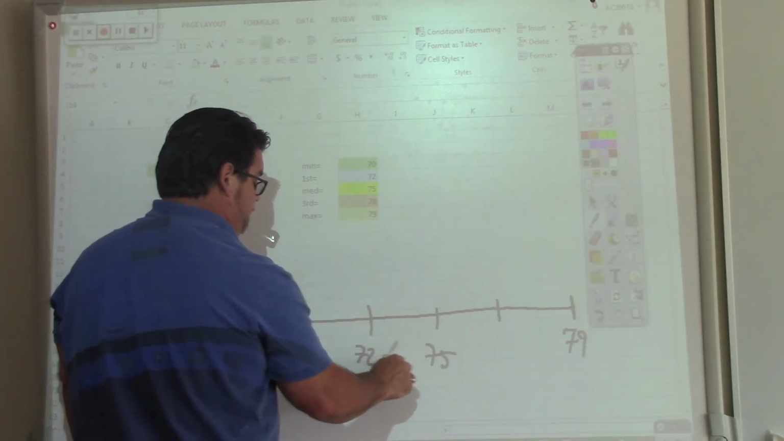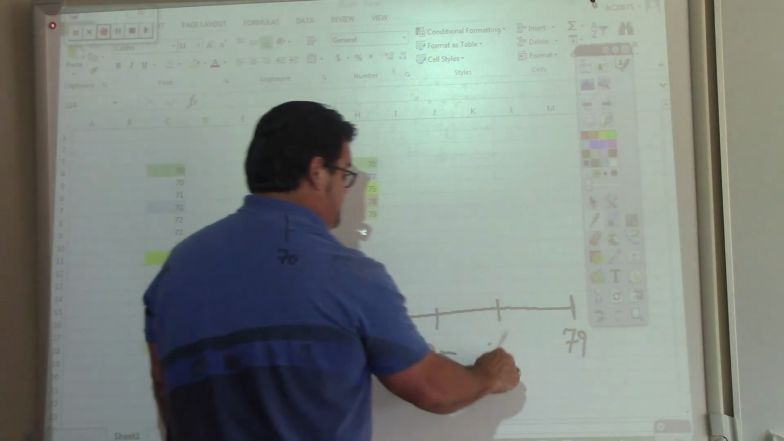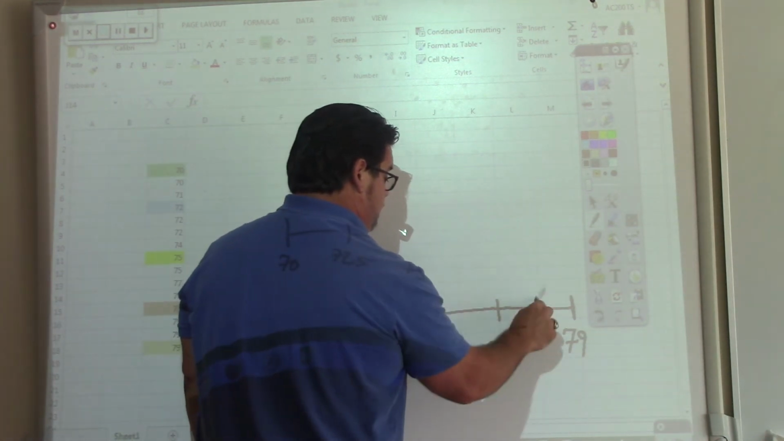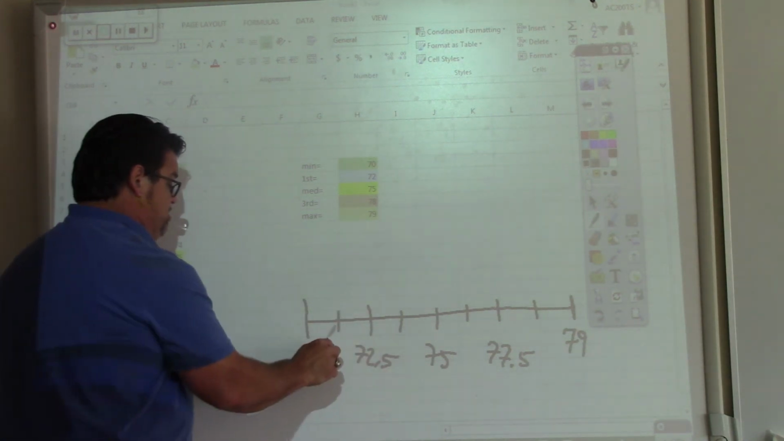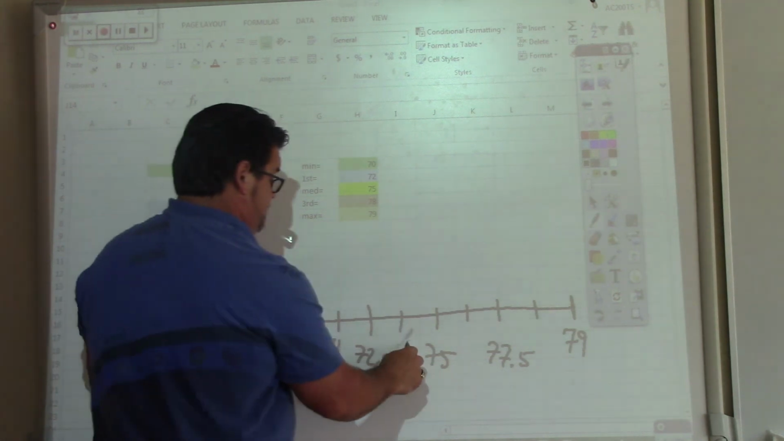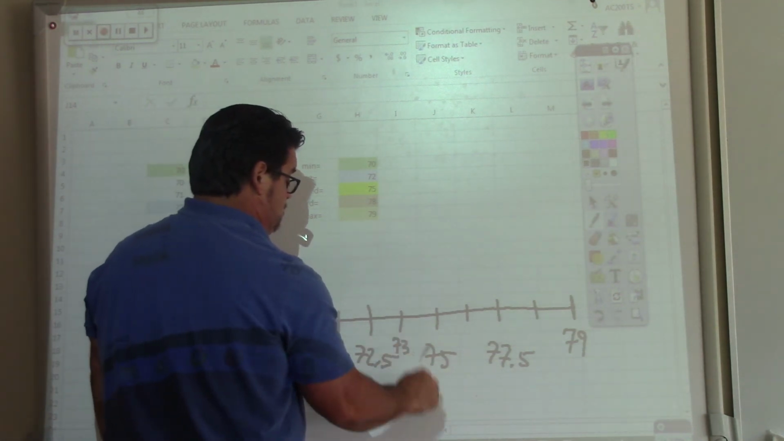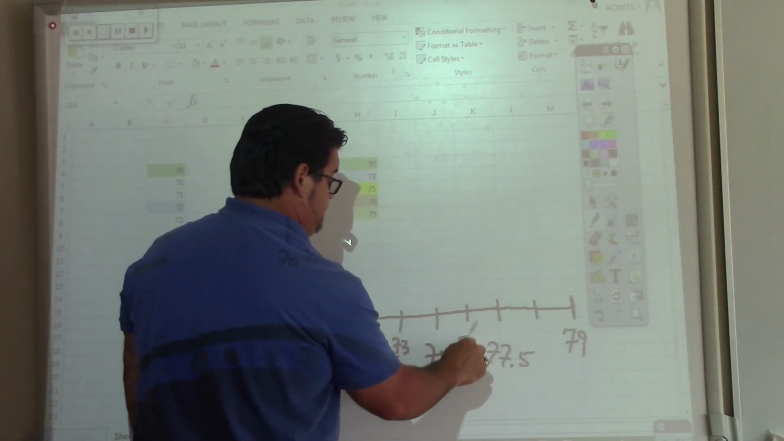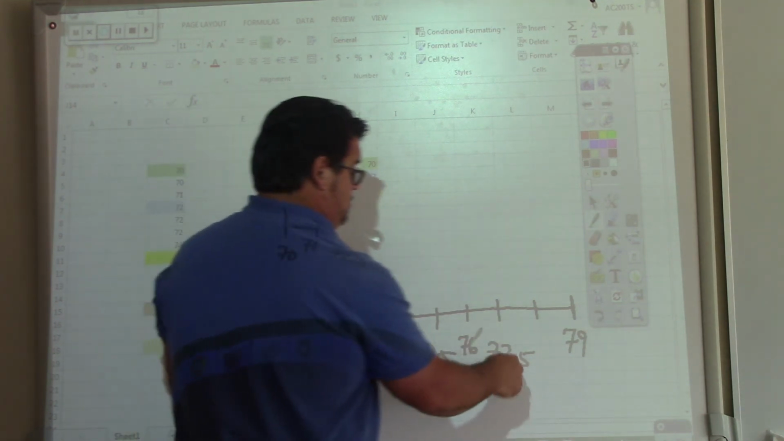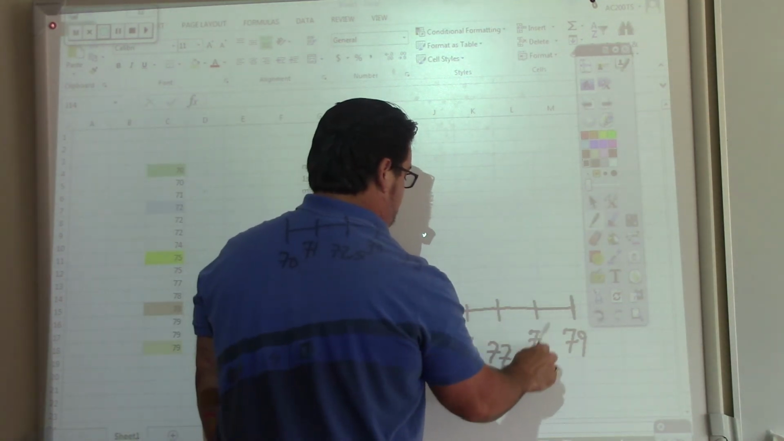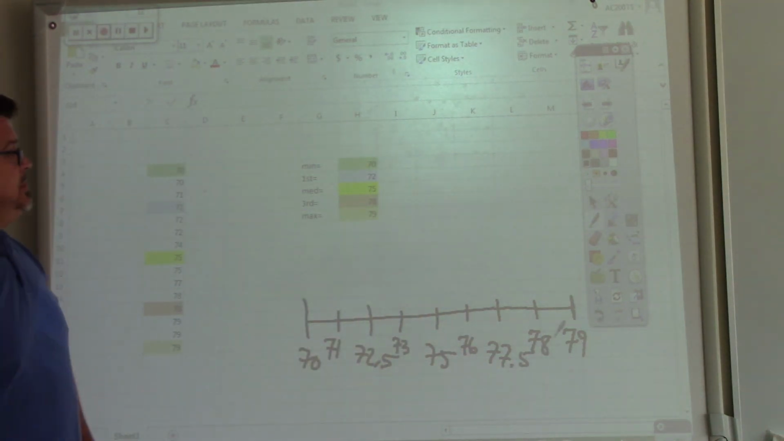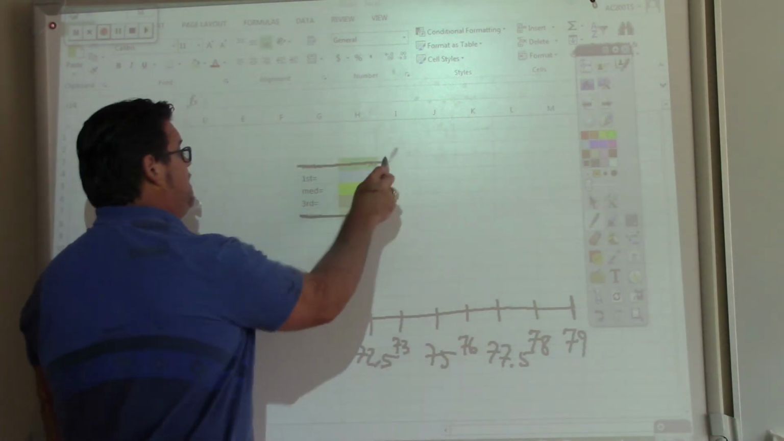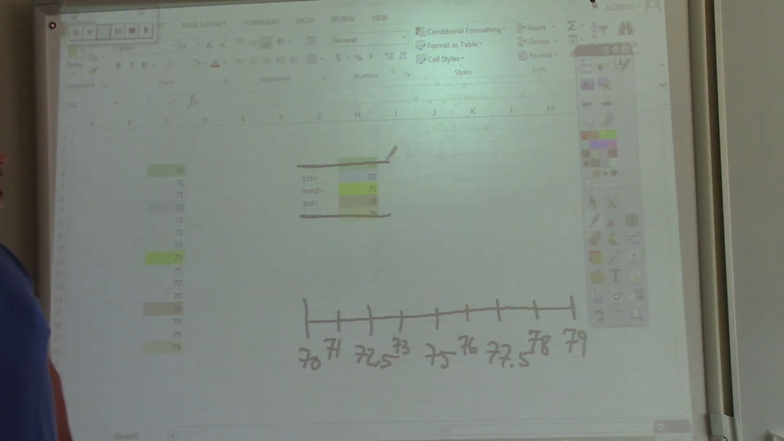So that'd be 77.5. And then this would be 71-ish. This will be 73-ish. This will be 76-ish. This will be 77-ish. I know I've done this problem or one like it. 78-ish. So that takes care of this, takes care of that. Now you just do the blue, the yellow, and the wine.